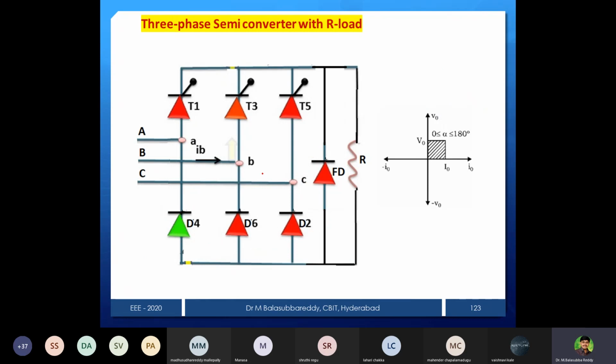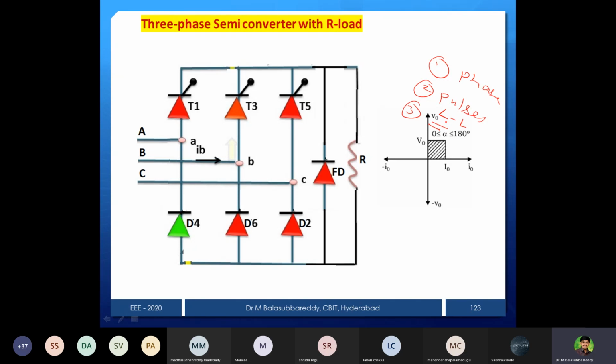Now we'll see how the waveform needs to be drawn. We need to draw the supply voltage, then the firing pulses, then the line to line voltage, and then shade that line to line voltage. That is the case for semi-converters as well as the full converter output voltage representation. First you have to draw the phase voltages, all three of them. Second is the pulses. Third is the line to line voltage. So this is the sequence.